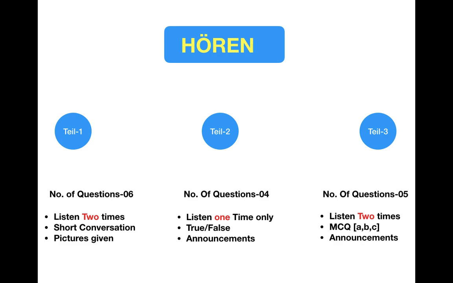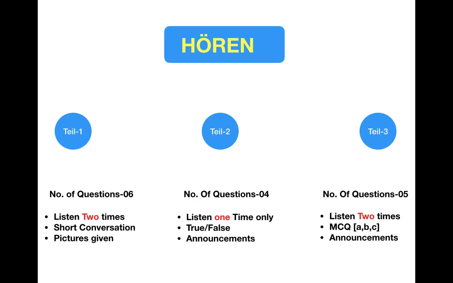So if you are listening 2 times, as I have mentioned with red color, Teil 1 and Teil 3, these 2 sections you will listen to 2 times. And what are you going to listen to? In Teil 1, short conversations, pictures will be given so that you can easily identify, easily recognize, and easily solve the questions.